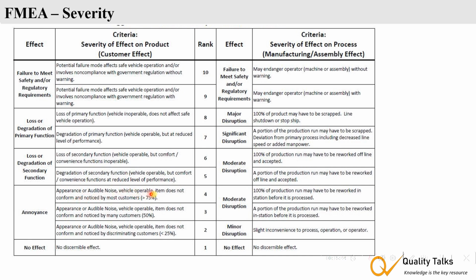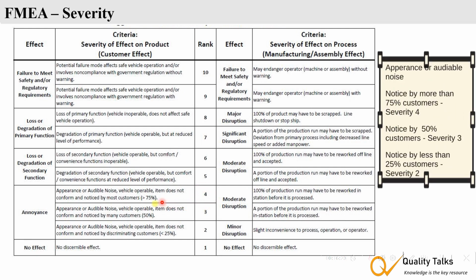Vehicle operable, item does not conform, and is noticed by most customers, more than 75%. It means something with respect to the appearance or audible noise. Some noise is coming into the vehicle and that noise is noted by more than 75% of customers. Then it is severity 4. Or anything which impacts the appearance, like some rust coming on the parts, and more than 75% of customers can notice it. Then it is severity 4.